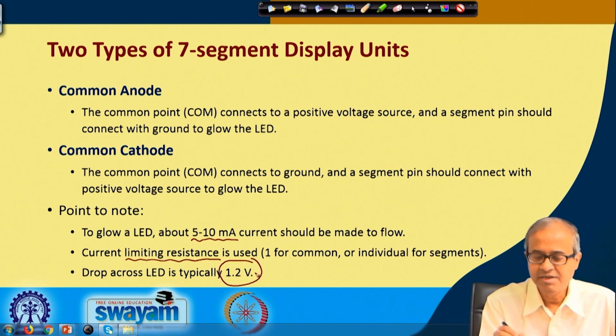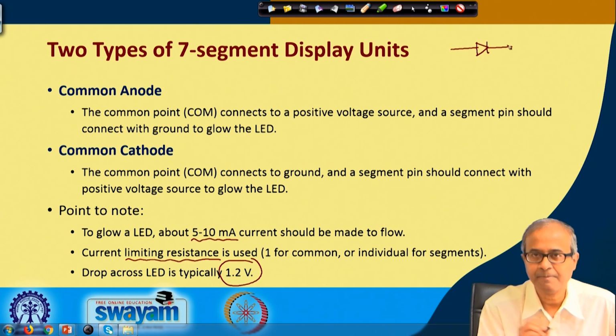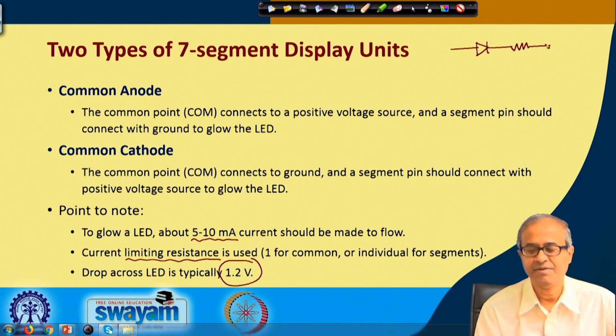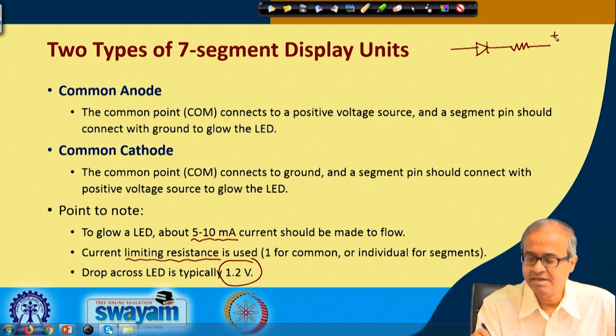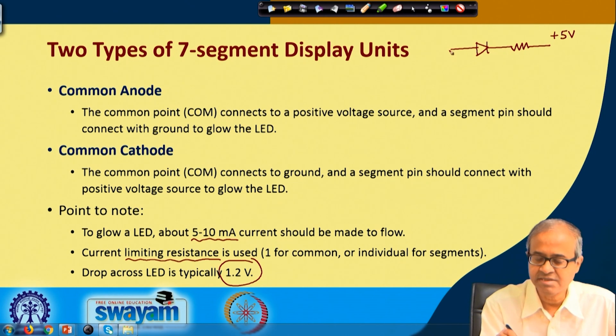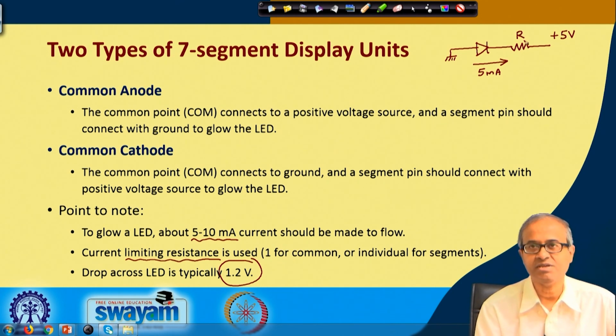Okay. So, if we look at one individual LED, what we mean to say is that you need to have a current limiting resistance connected in series to it, and let us say on one side I connect 5 volts and on the other side I connect ground, and I want a current of, let us say, 5 milliampere to pass through it, then the value of this resistance can be very easily calculated.